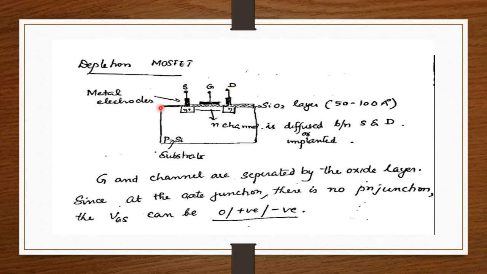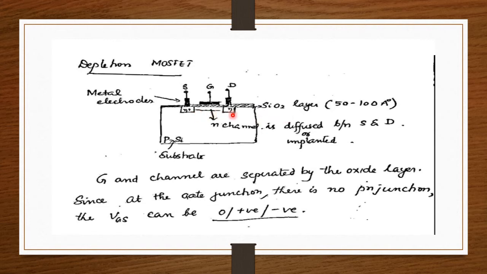Now there is a silicon dioxide layer formed over this silicon P-type substrate, which is of the thickness of 50 to 100 angstrom. So this is the insulator layer on which the gate terminal is fixed. So the gate is separated from this substrate with this insulating layer of silicon dioxide.